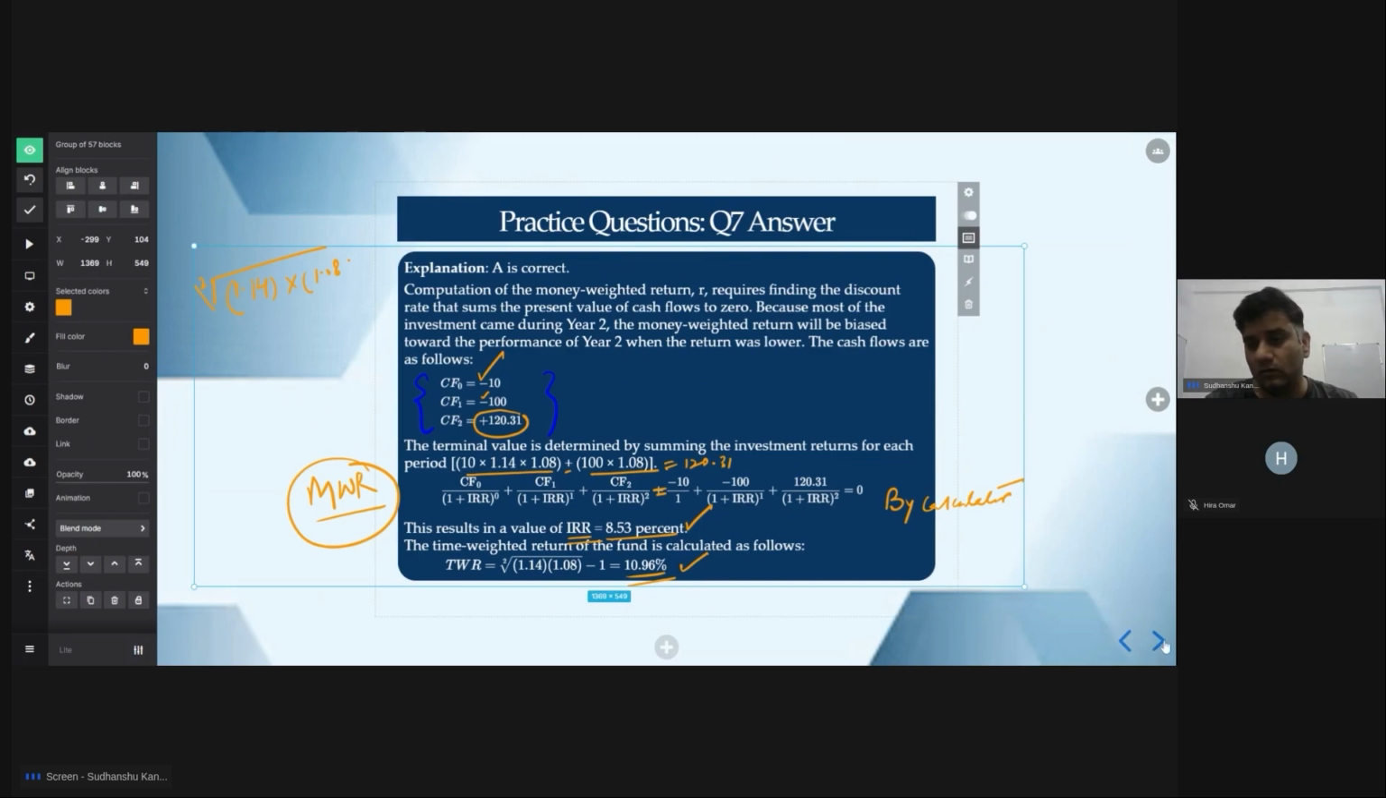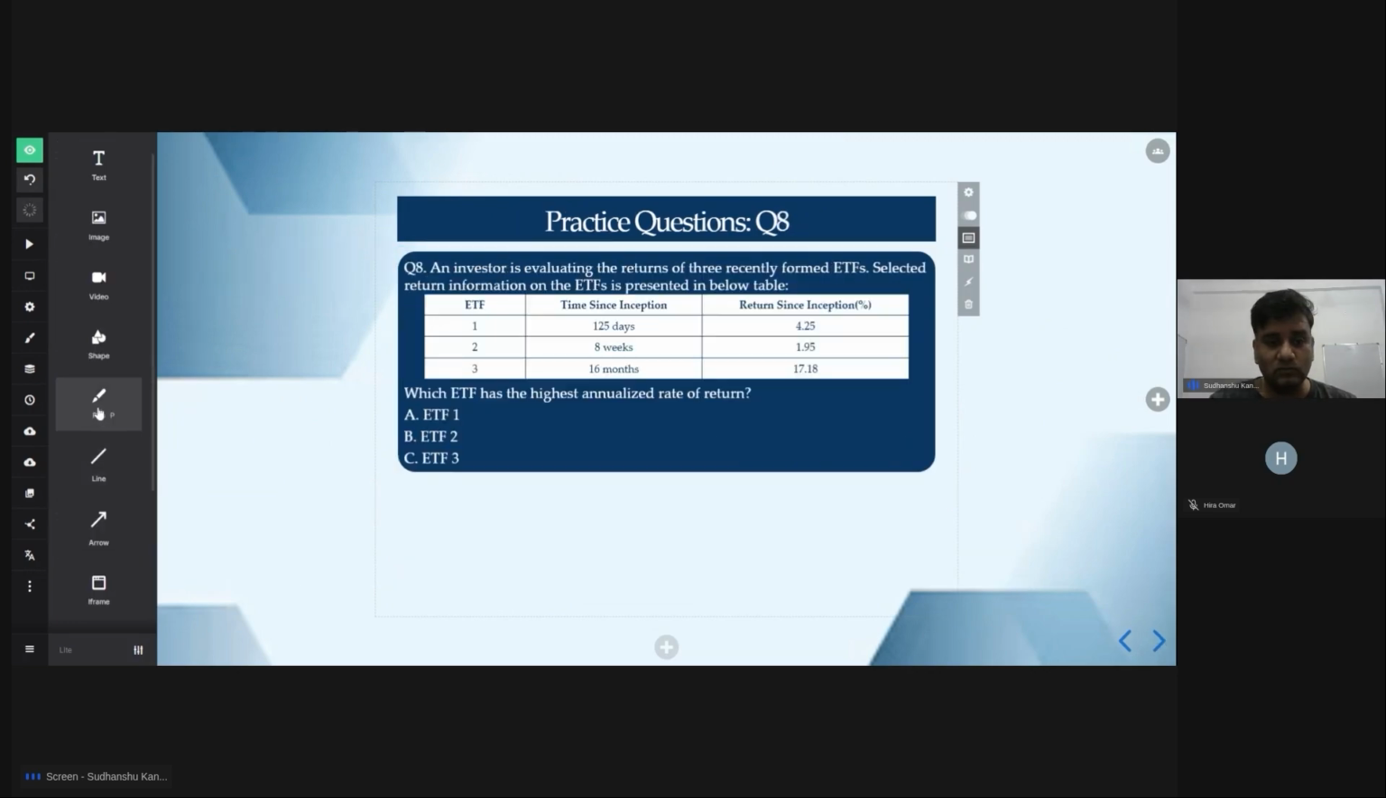But overall objective is same. We have the practice question now, so we'll try to solve it. An investor is evaluating the return of three recently formed ETFs. Selected return information on the ETFs is presented in the following table. One is 125 days since inception, second is 8 weeks, third is 16 months. And returns are 4.2, 1.95, and 17.18. Now, the question is which ETF has the highest annualized return?